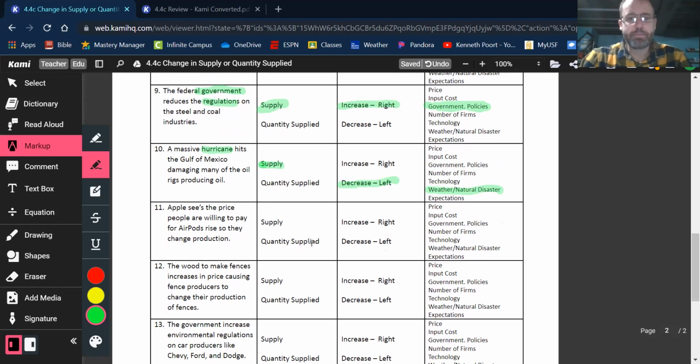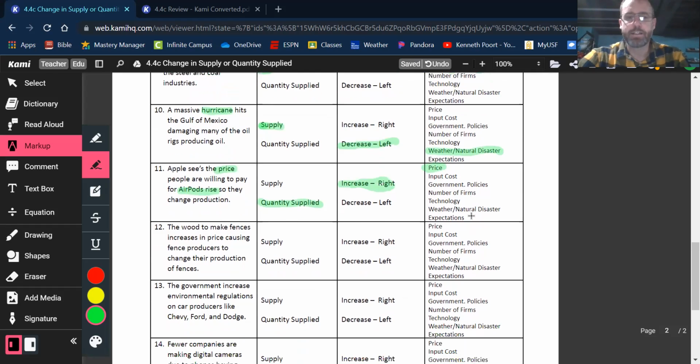Number 11, Apple sees the price people are willing to pay for AirPods rise. So we see price willing to pay is going up. So they change production. So there's that bang, bang. Price changes, production changes. So we know it's a change in quantity supplied. If the price people are willing to pay is going up, price and quantity work together in supply. So if price goes up, quantity supplied goes up. So we're going to increase supply of AirPods to the market if people are willing to pay more. And if quantity supplied is our answer there, we know price is our only option on the last column.